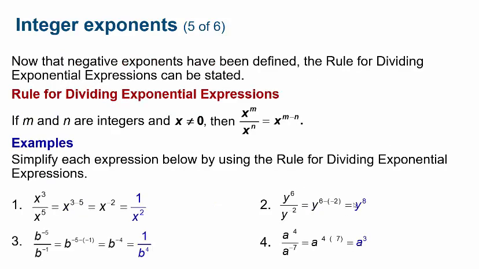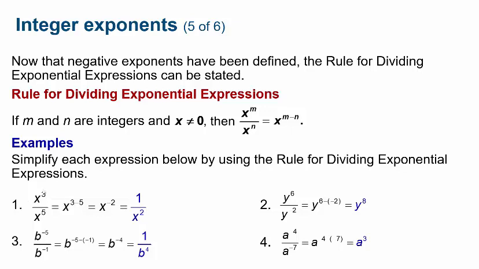All right, now that the negative exponents have been defined, the rule for dividing exponential expressions can be stated. If m and n are integers and x is not equal to 0, whenever you have the same base, x to the m divided by x to the n, all this is equal to is you take the top exponent and subtract away the bottom exponent. That's it. Let's simplify each of the following so you can see this in action.